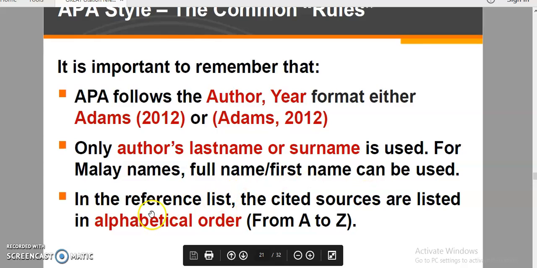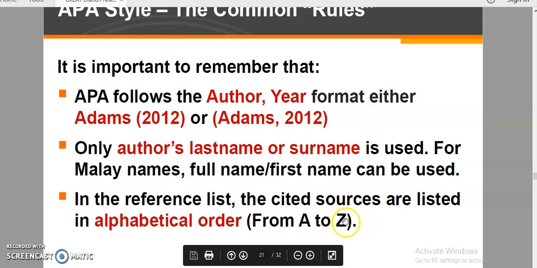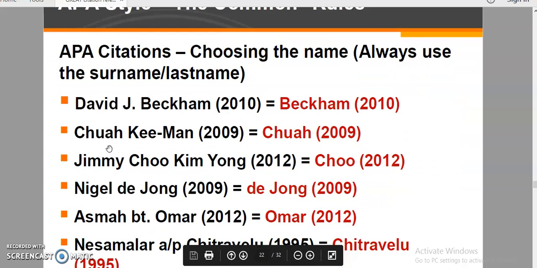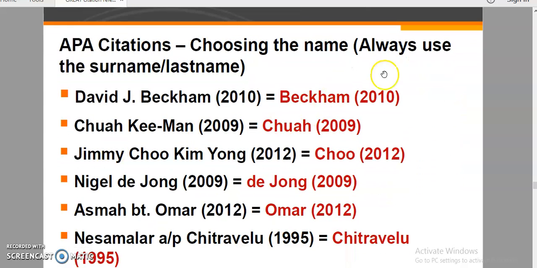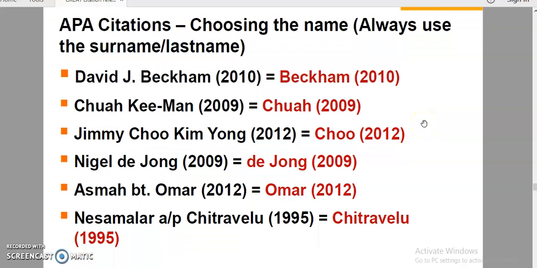And then in your reference list, when you arrange it, you should arrange it alphabetically. For example, you start from letter A, no more letter A, then B, no B, then C, D, E, from A to Z. You cannot mix up, jumble up. Okay, this is the example. Please read this.